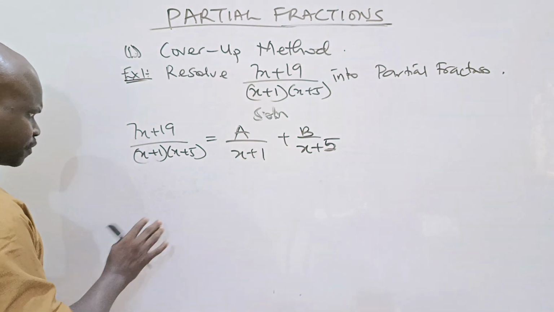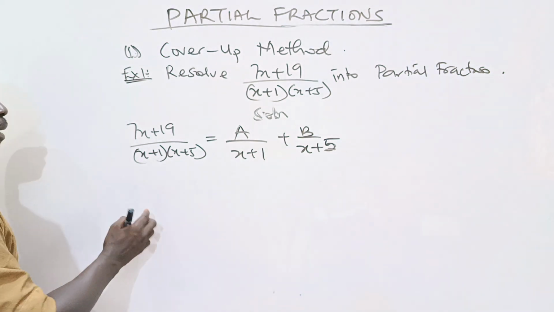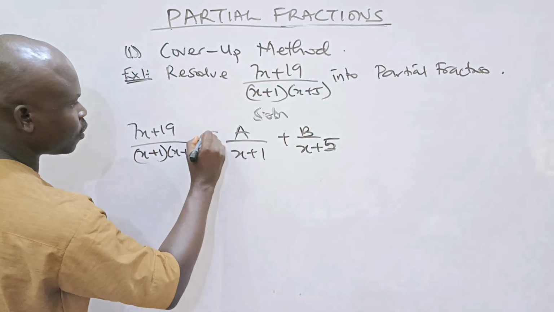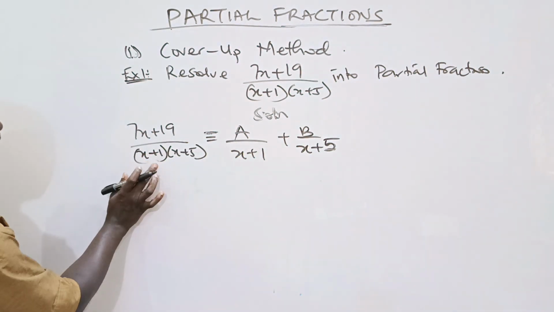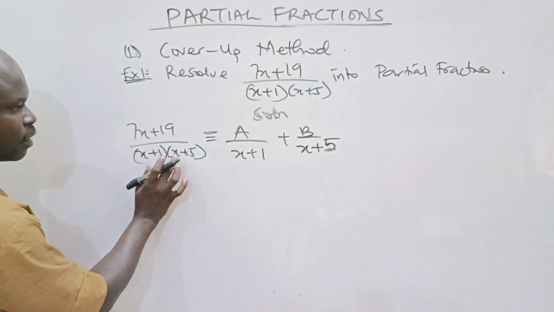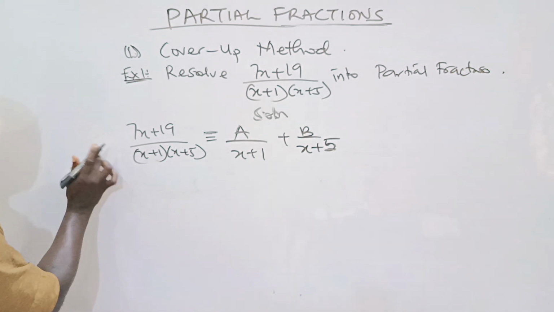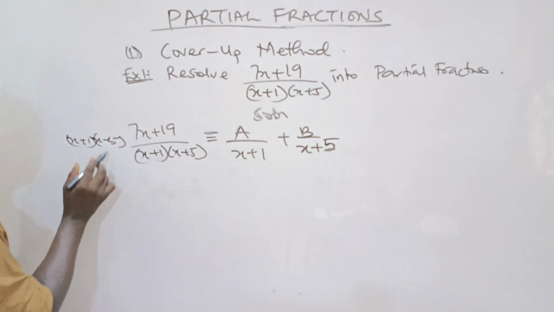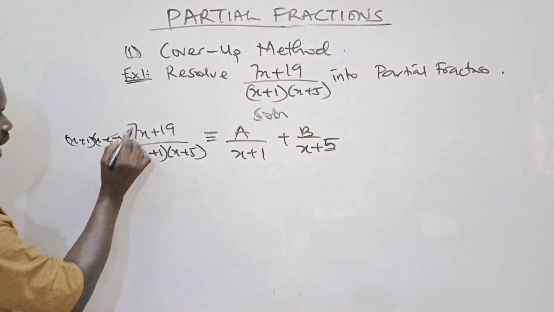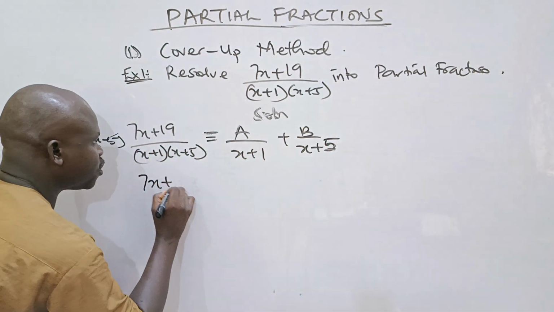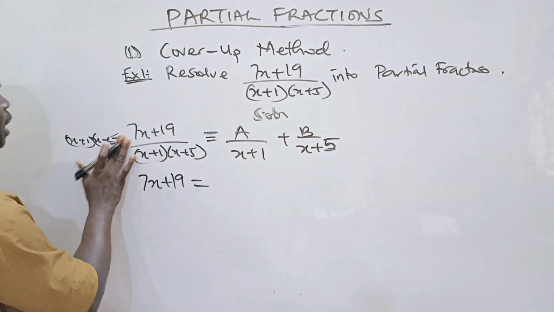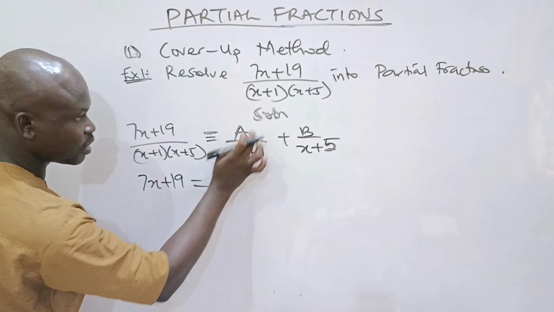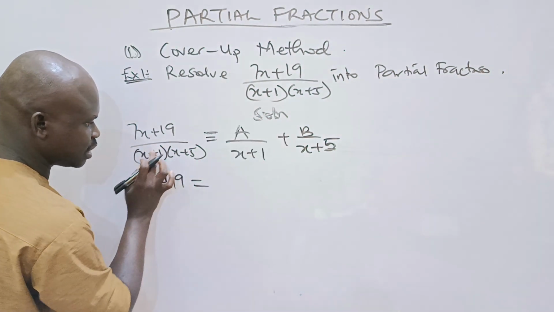Then the next step is that we multiply both sides by the denominator of the left hand side. That is, if I use (x + 1)(x + 5) to multiply this side, this will cancel everything here, and at the end of the day I'll be left with 7x + 19. Then if I use the denominator to multiply the first part that I have here, this will take care of this.